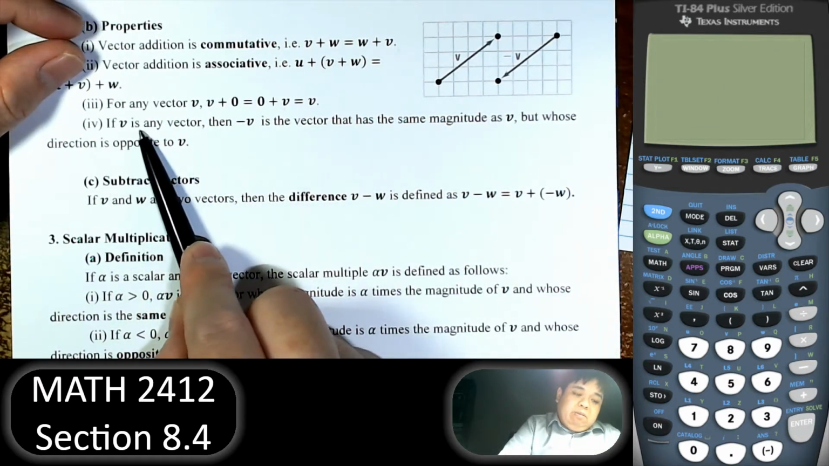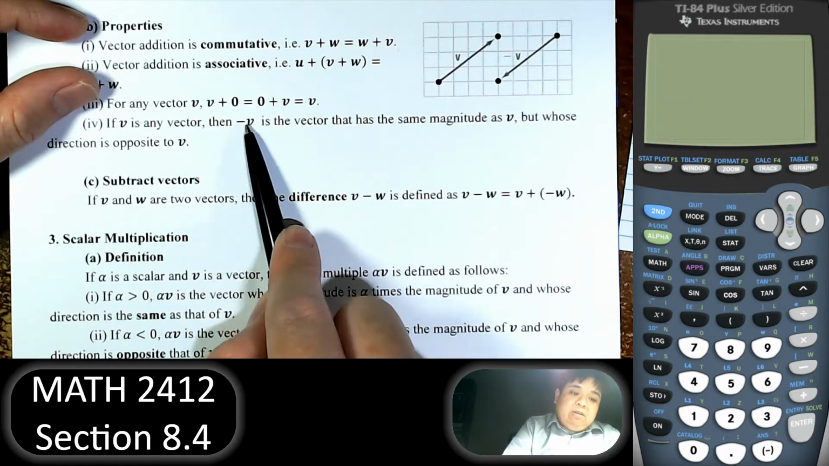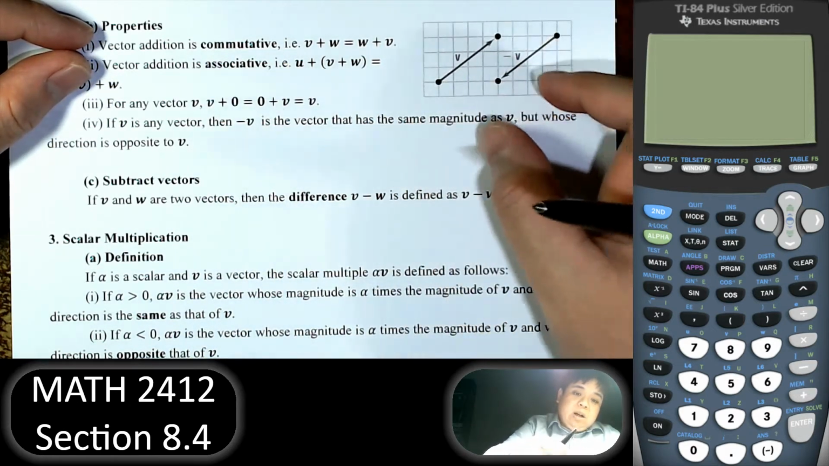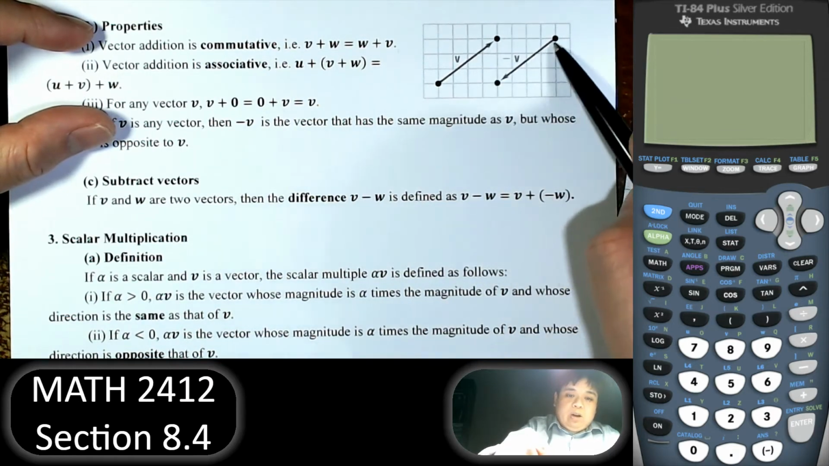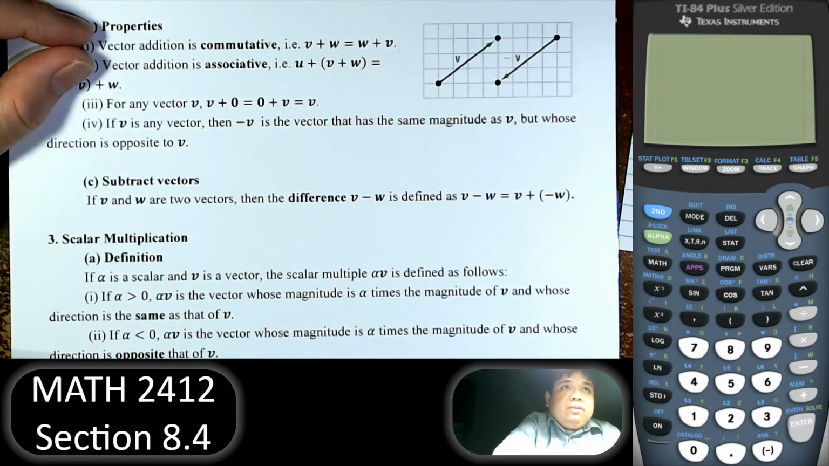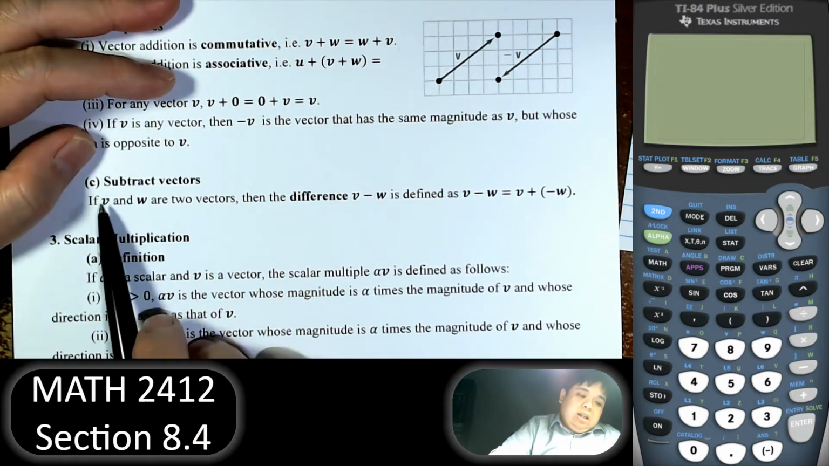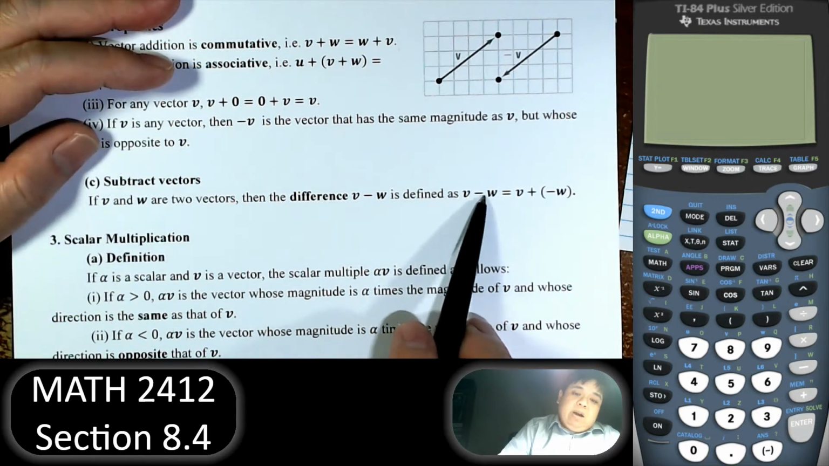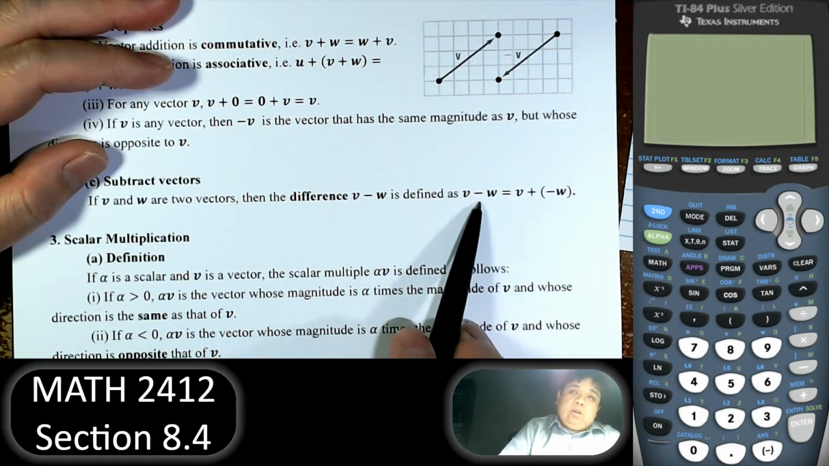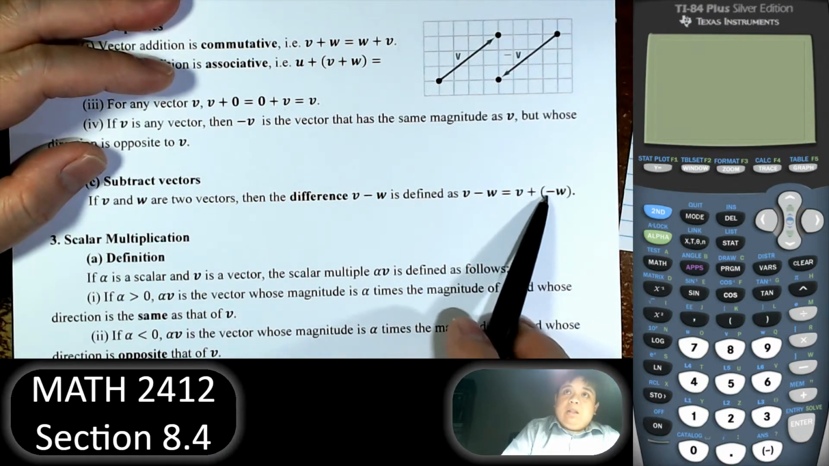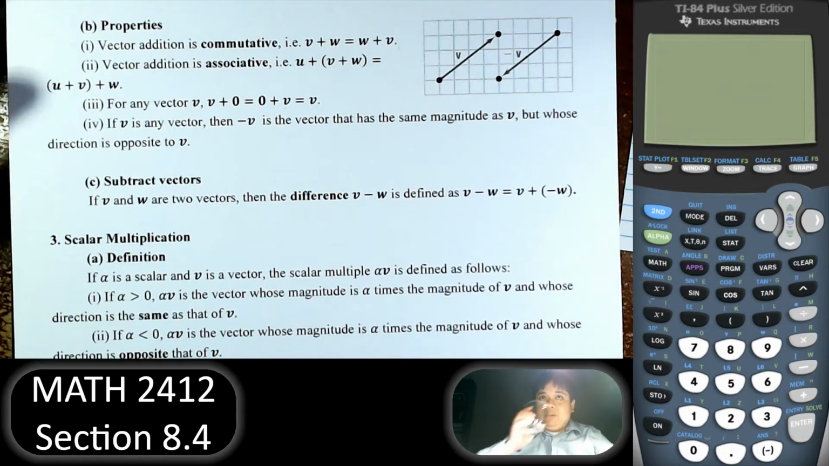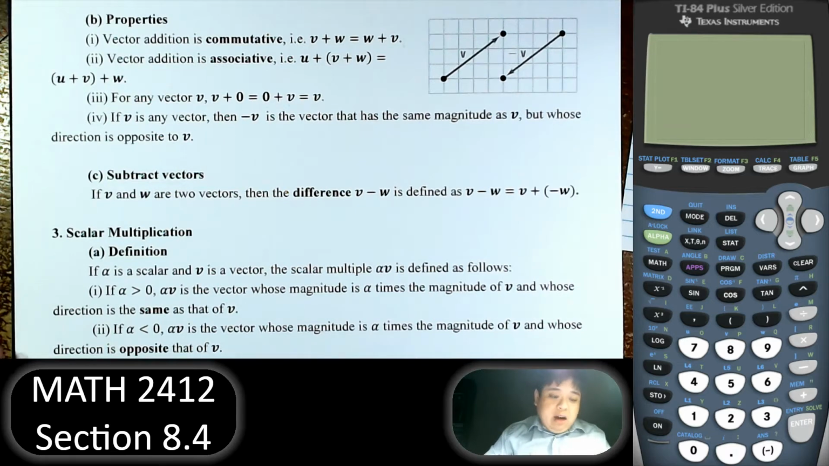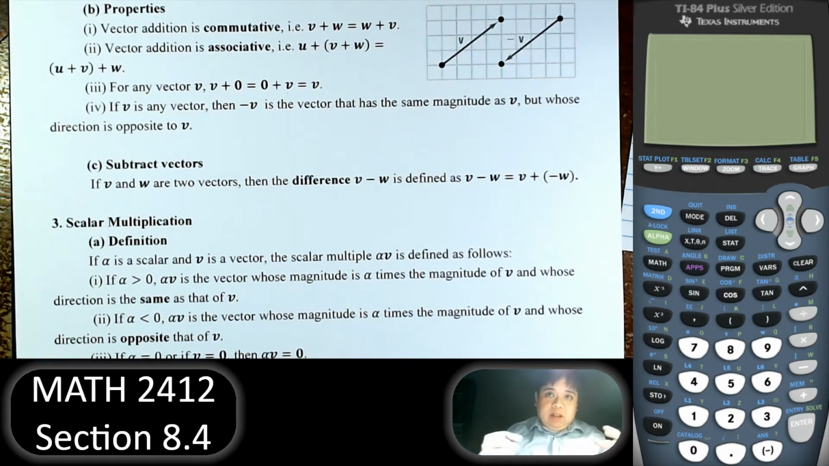If v is any vector, then negative v is the vector that has the same magnitude but opposite direction. So one points this way, the other points the other way. And when we subtract, if v and w are two vectors, the difference v minus w is defined as v plus the opposite of vector w. Let's say up to this point, vectors are represented in the geometric sense.